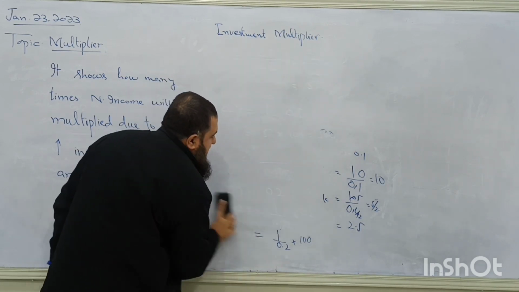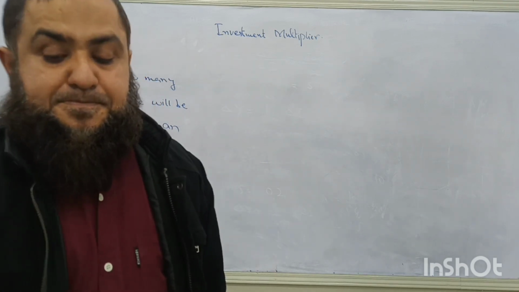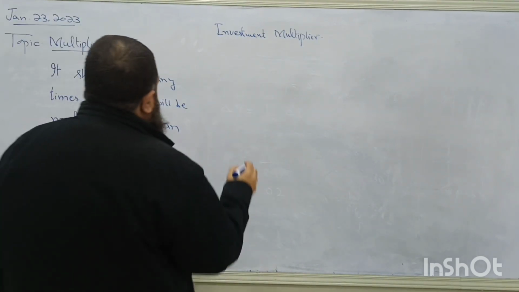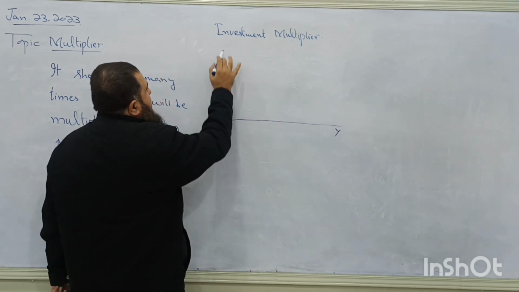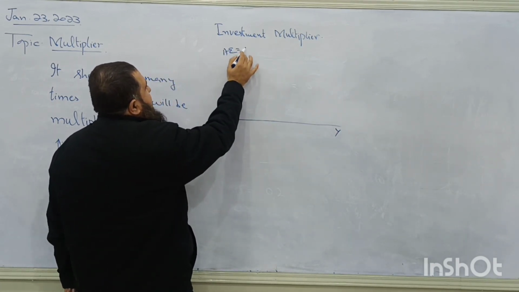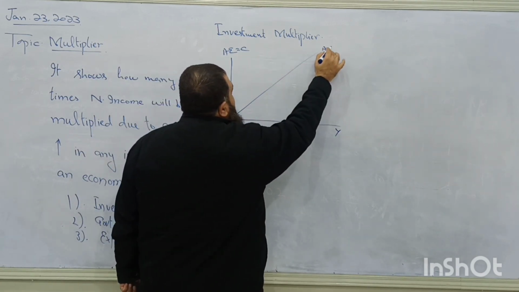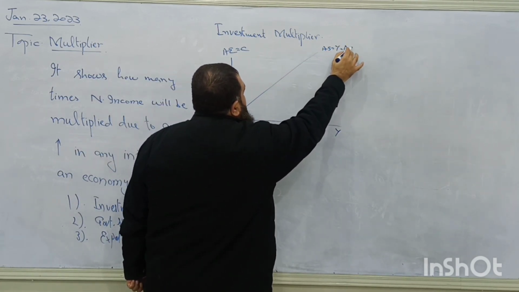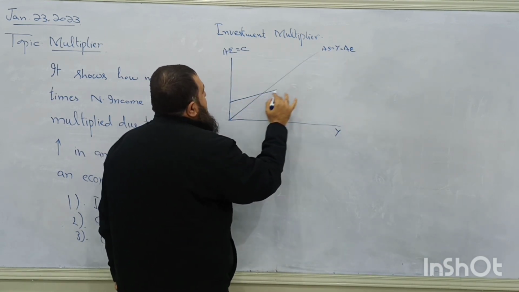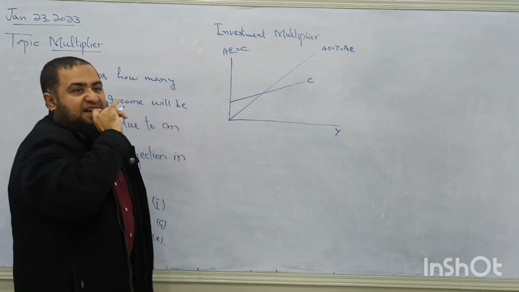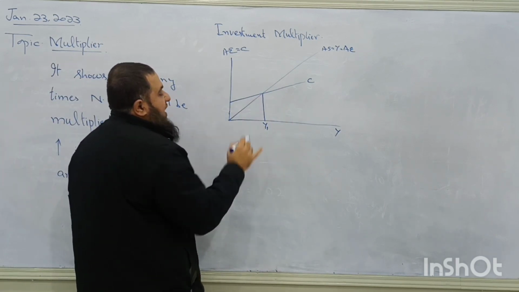This is the mathematical part of the multiplier. I said to you, this is what? Nominal national income, this is aggregate expenditure which is equal to consumption. So this is the 45-degree line. This is now consumption. Clear? Right now national income is at Y1.